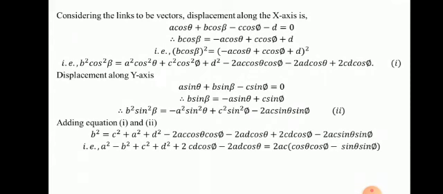2AB. 2AB is equal to what? 2AC cos theta cos phi minus 2AD cos theta plus 2CD cos phi. Minus 2AD cos theta, CD cos phi.